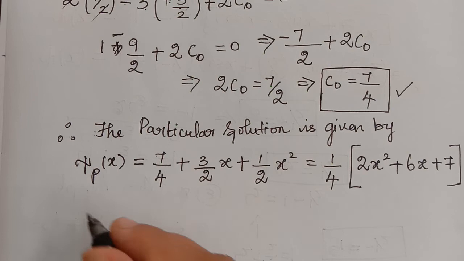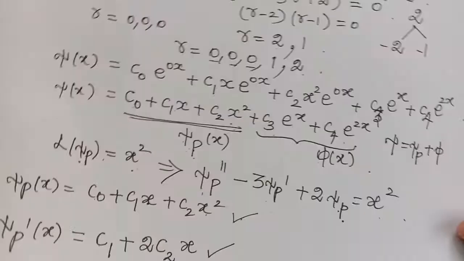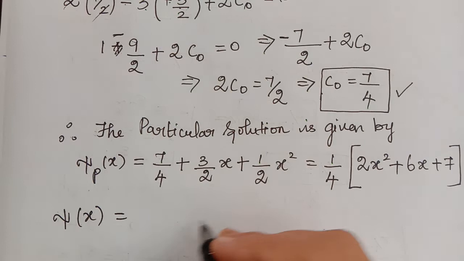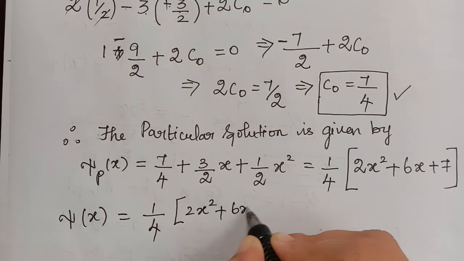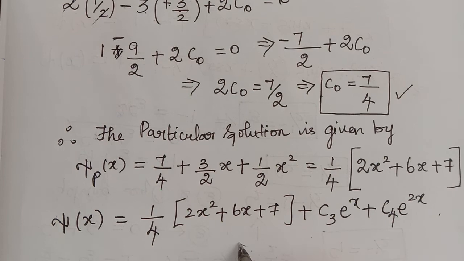So therefore the most general solution xi of x will be equal to xi p of x plus phi of x, which we already have here. So we shall just substitute and let's complete the problem. And so it will be 1 by 4 times 2x squared plus 6x plus 7, plus c3 e power x plus c4 e power 2x. So this is the most general solution of the given equation.